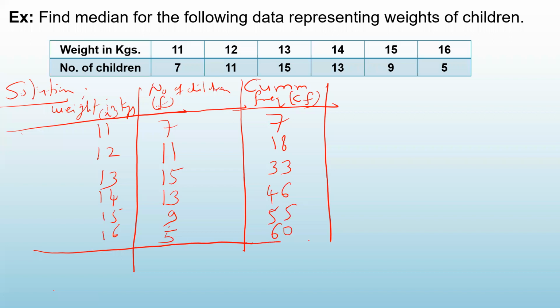Just now we have seen how to find out cumulative frequency. So quickly you can complete this table. For the first one, it will remain same as 7. Then 7 plus 11, that is 18. 18 plus 15, that is 33. 33 plus 13, that is 46. 46 plus 9, 55. And 55 plus 5, that is 60. So we have calculated the cumulative frequency.